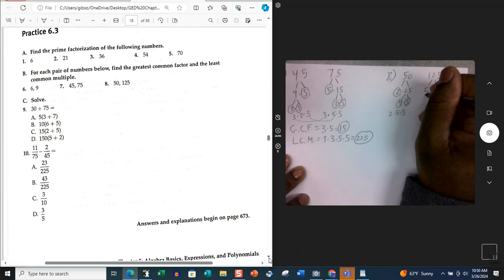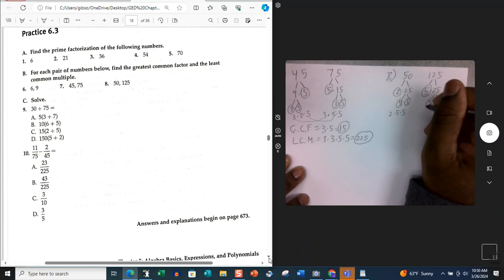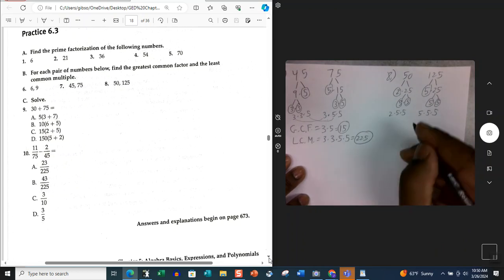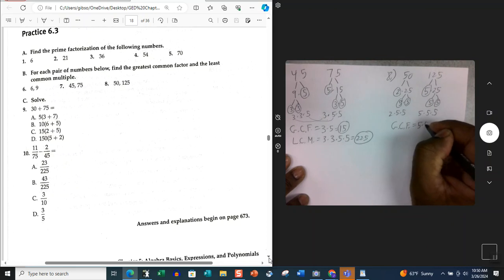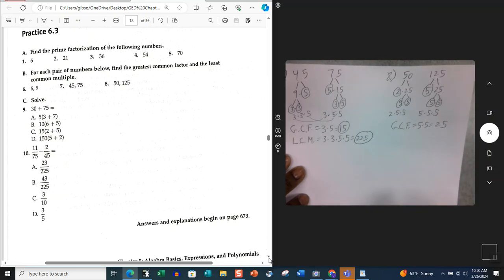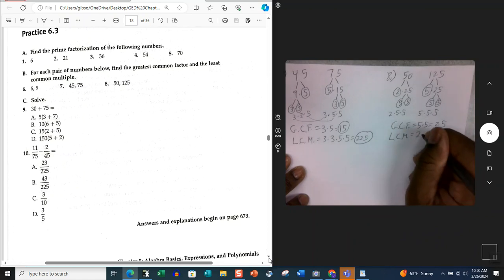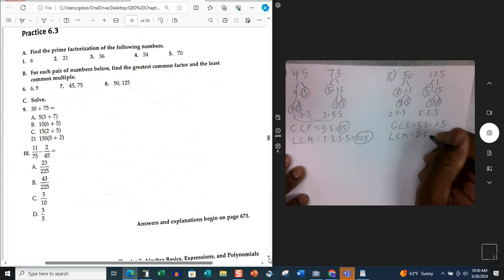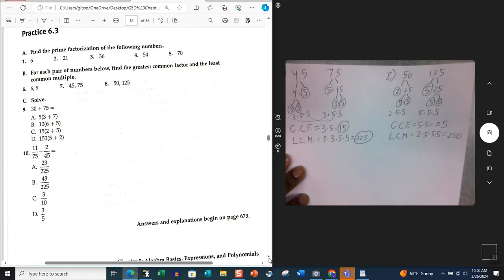125, we could break this down to 5 times 25. And then 25 can be broken down to 5 and 5. So it'll be 5 times 5 times 5. Now our greatest common factor would be 2 5s. They both had 2 5s in common, which would be 25. Our least common multiple, there's 1 2, and then we add 3 5s. So this will give us 250. That would be our greatest common factor and our least common multiple.